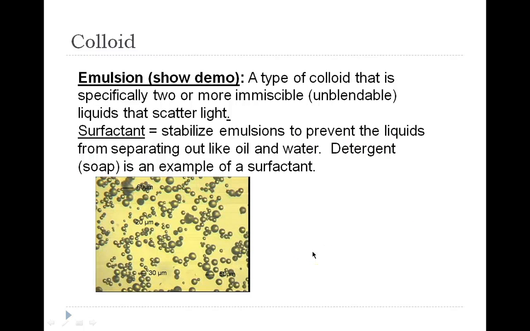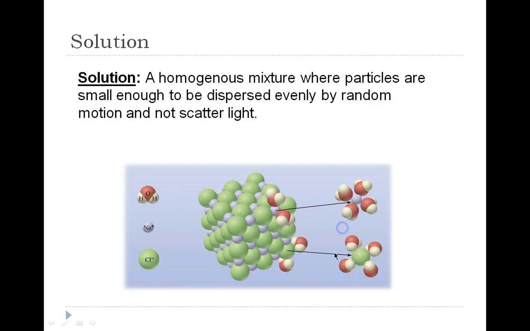An emulsion is a type of colloid that is specifically two or more immiscible, unblendable liquids that scatter light. We also have things called surfactants, and what they do is stabilize emulsions to prevent the liquids from separating out, like oil and water. Detergent is an example of a surfactant.